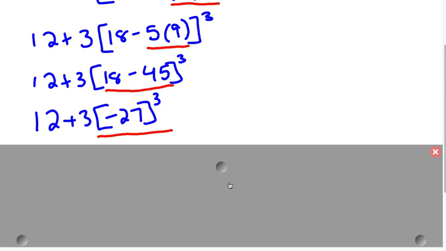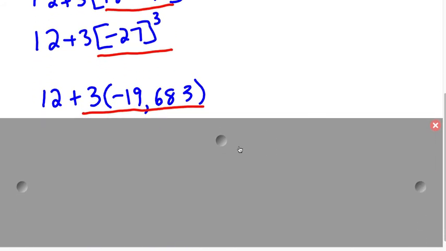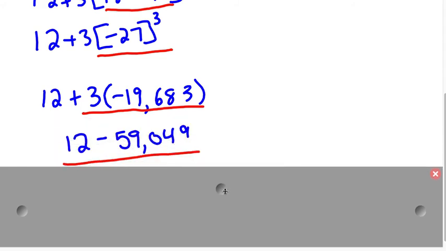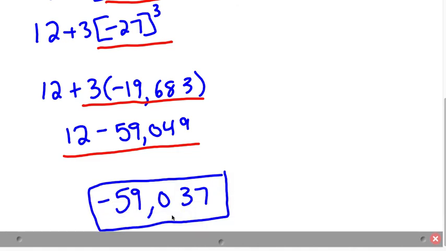Now, this problem you get a very big answer. You get a really big number. So I just wanted to point that out. If you got like in the negative 50,000s, you got the correct answer. So negative 27 to the third power is this right here, negative 19,683. So then we're going to multiply that by 3, and we get negative 59,049. 12 minus that gives us our final answer right there.